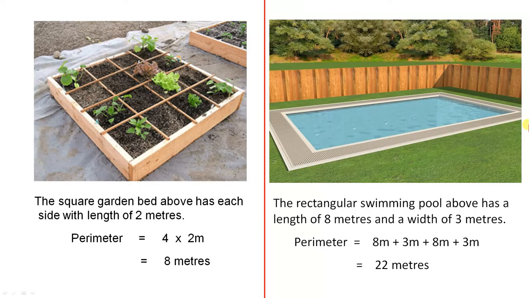The square garden bed above has each side with length of 2 metres. Let's look at the perimeter. 4 times 2 metres, because there are 4 sides. That gives you 8 metres for the perimeter.